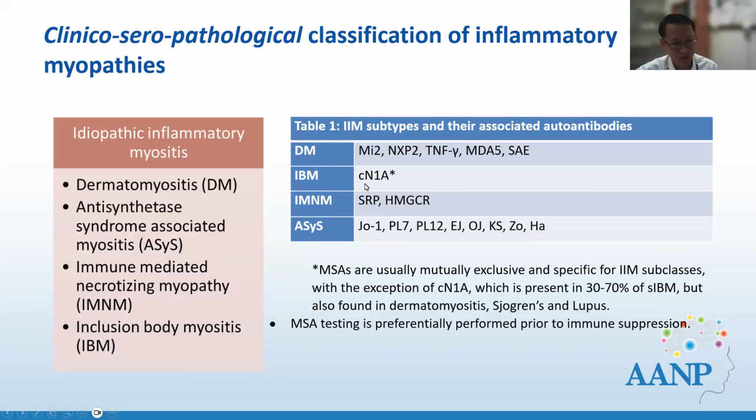There's an exception for CN1A, also called NT5C1A. It has been used as a marker for IBM, but it's less specific and less sensitive. But in general, myositis-specific antibodies are considered mutually exclusive to each other, and they're specific for a disease entity. For example, if we have NXP2 for myositis, it can be determined as dermatomyositis. And MSA testing is generally preferred to be done before any immunotherapy is performed.